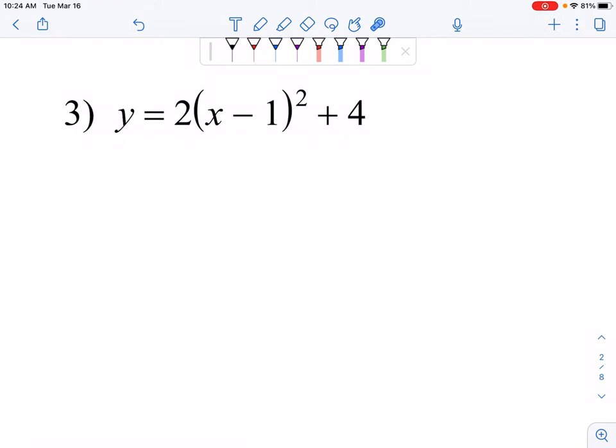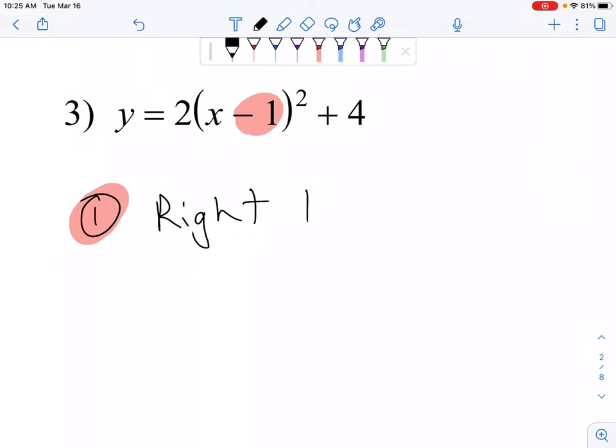Let's look at a couple more of these. It's important to understand that this is shifting, because whatever's inside here only applies to the x. So this is going to be a right shift of 1. Everything outside of our parentheses happens to our y value. So in here we have a vertical stretch, so that happens to our y value.